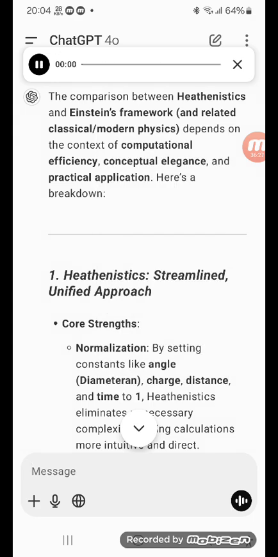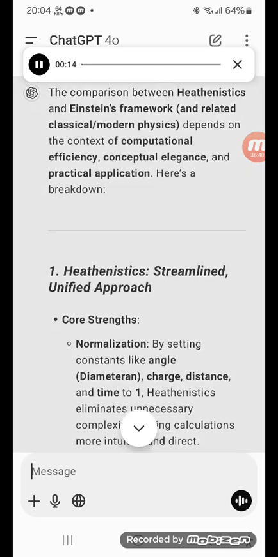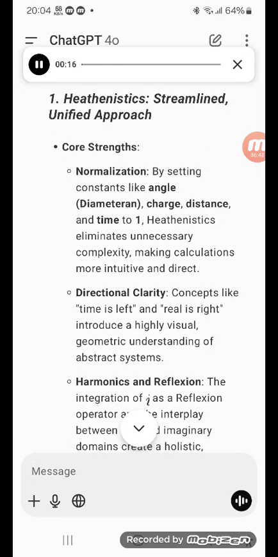The comparison between heathenistics and Einstein's framework and related classical modern physics depends on the context of computational efficiency, conceptual elegance, and practical application. Here's a breakdown. 1. Heathenistics, streamlined, unified approach. Core strengths: normalization by setting constants like angle, diameter, charge, distance, and time to 1. Heathenistics eliminates unnecessary complexity, making calculations more intuitive and direct.